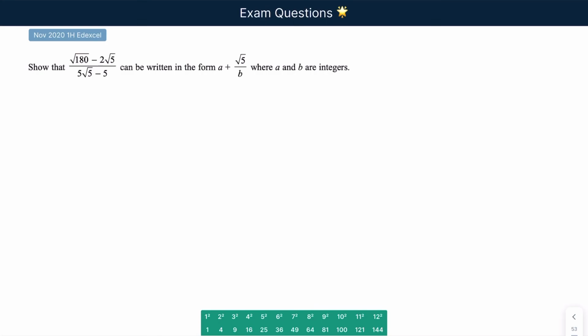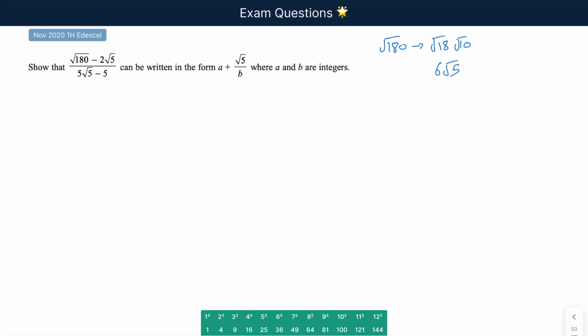Again, if we use the lessons that we just spoke about now, we can go ahead and write root 180 as root 18 root 10. We can break that down. It's a big number. Let's just break it down right away. And if you break this right down, you'd get your answer down to 6 root 5.